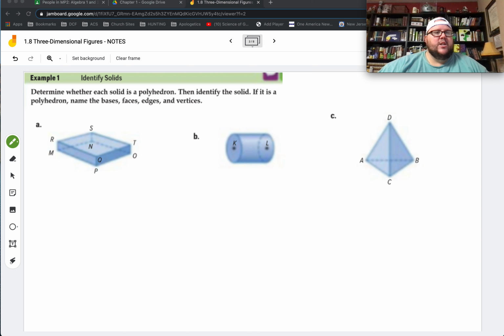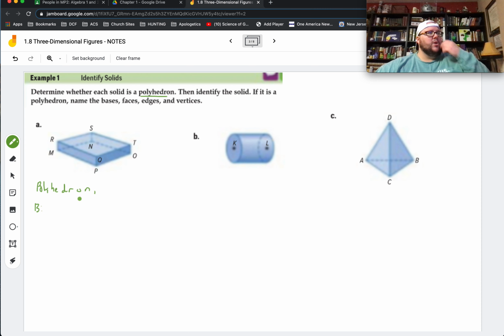So we're going to go ahead and do an example together and determine whether each solid is a polyhedron. Then identify the solid. If it is a polyhedron, name the bases, faces, edges, and vertices. So this first one, the solid is formed by polygonal faces, right? So it is a polyhedron. We're going to name the bases.